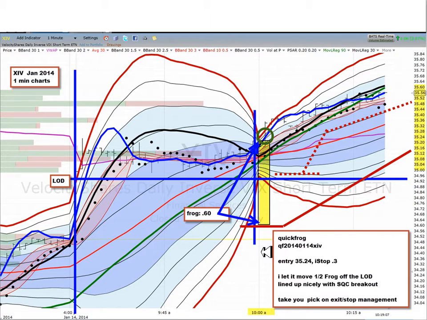Now, this lines up at 30 minutes with our regression line crossover system really well. I'm not going to talk about that one, but you can see at this point as price is leaving the central Bollinger Band, that's one of our signals. So we had the intersection of two strong signals here. So we make an entry at 35.24.